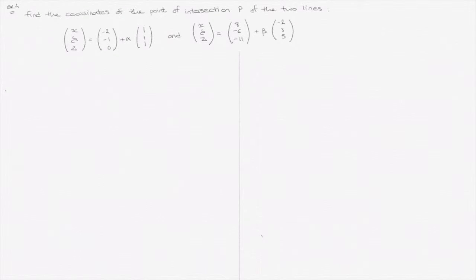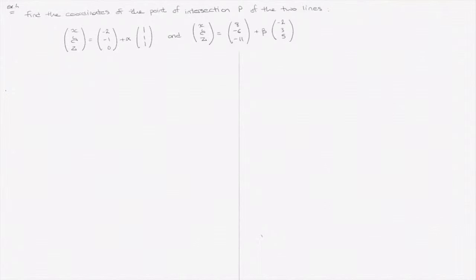In this video, we'll see how to find the coordinates of the point of intersection of two lines written in their three-dimensional vector equations. Now we're given two lines here. The first is (x, y, z) equals (-2, -1, 0) plus alpha times the direction vector (1, 1, 1). The second is the line (x, y, z) equals (8, -6, -11) plus beta times the direction vector (-2, 3, 5).